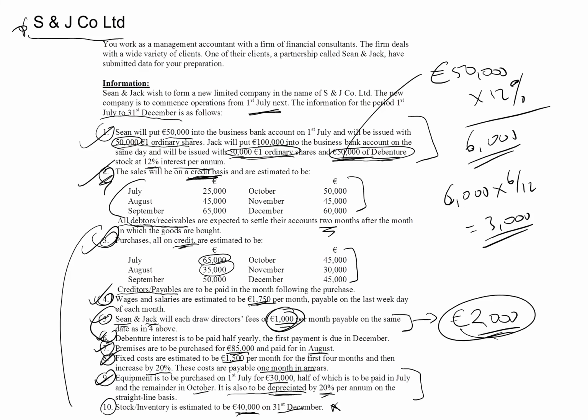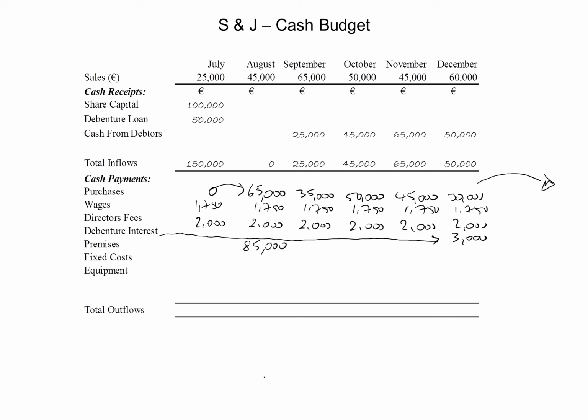Fixed costs, 1,500 per month for the first 4 months, and then increased by 20%. So 20% increase brings it from 1,500 up to 1,800, and are paid 1 month in arrears. So what we have is 1,500 fixed costs for July, paid in August. August paid in September. September paid in October. October's paid in November. So that's the 4 months paid, and then in November they increased to 1,800, and that'll be paid in December. The December amount hasn't been paid yet, so again that's going to appear as a current liability. I'd probably call it fixed cost accrued.